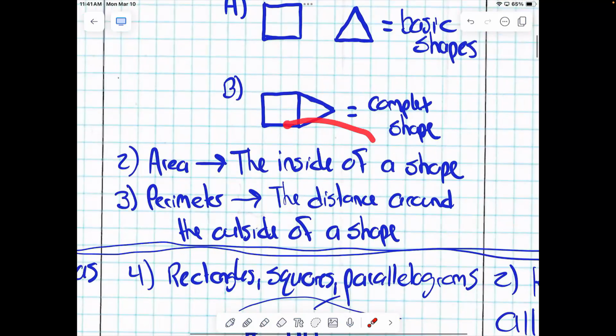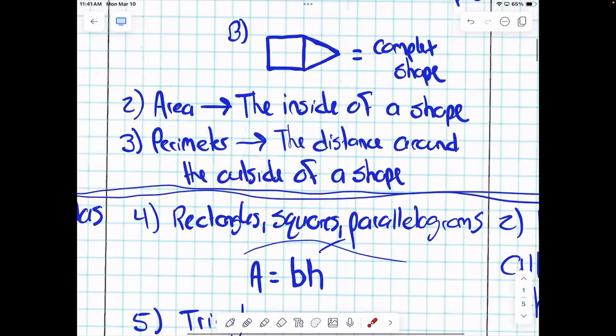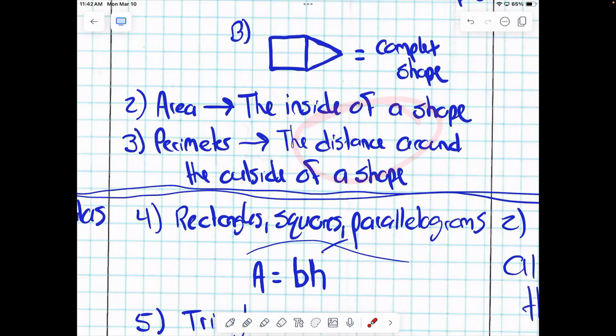Area. Area talks about what part of a shape? Inside. Perimeter talks about what part of a shape? Outside. Perimeter talks about what part of a shape? Outside. The distance around the outside. Sorry, I was circling the wrong thing.